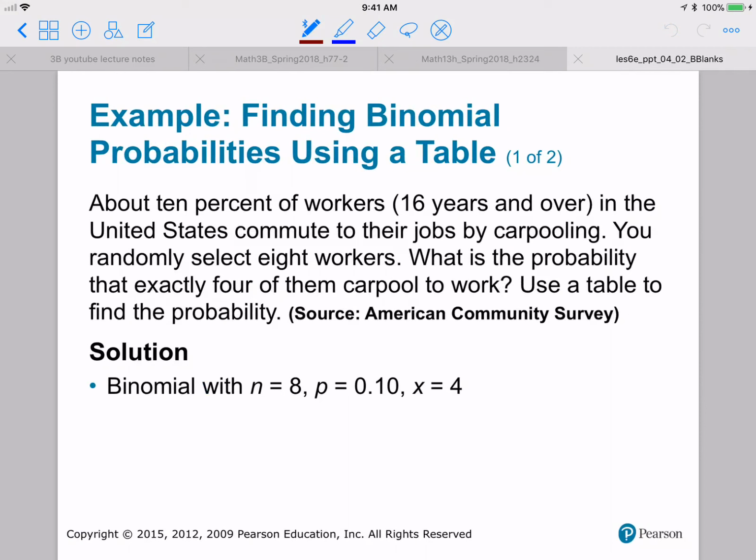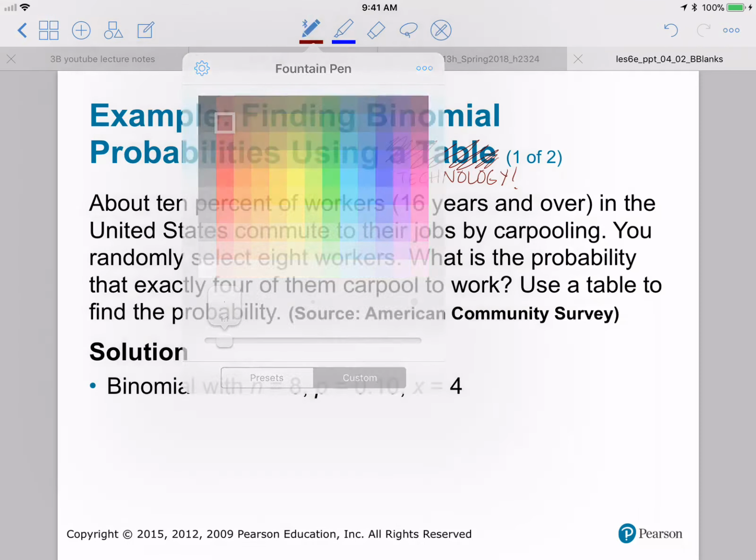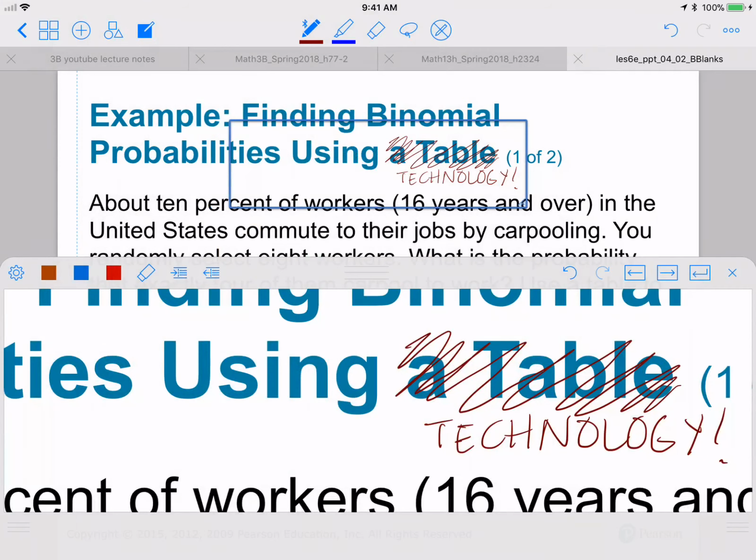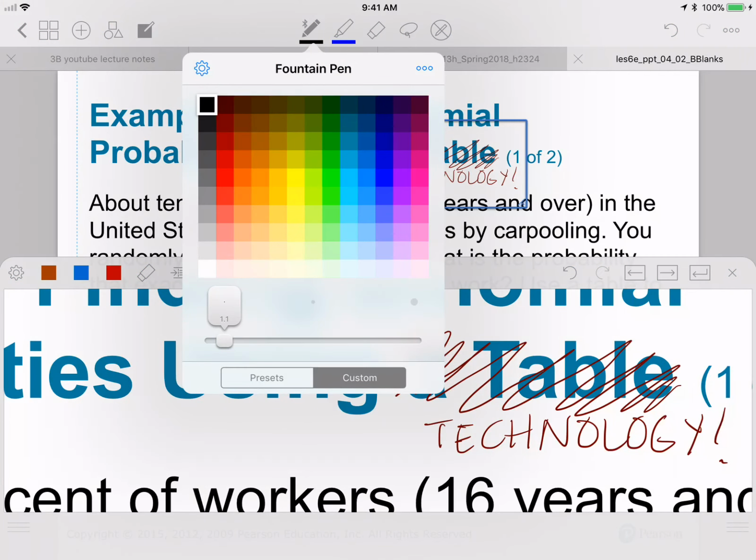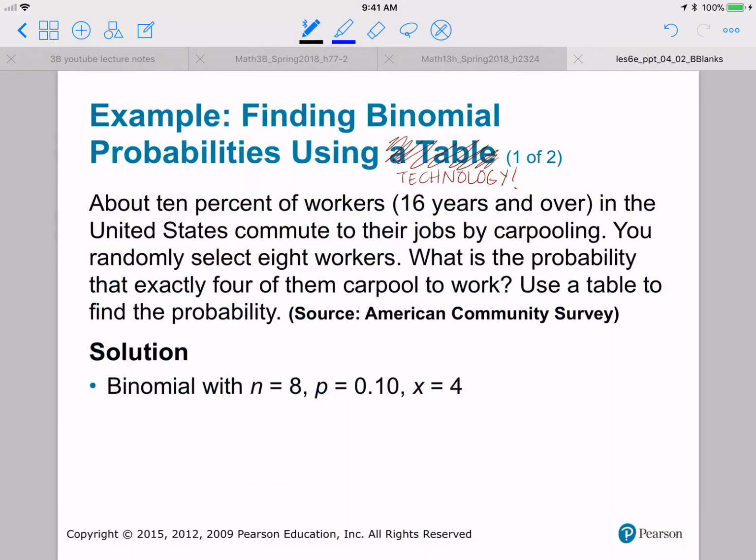And again, we're not going to be using a table. We're going to be using technology. About 10% of workers in the U.S. commute to their jobs by carpooling. You randomly select 8 workers. What is the probability that exactly 4 of them carpool to work? Okay, so the first thing we're going to do is verify that we have a binomial experiment. Go ahead and do that.